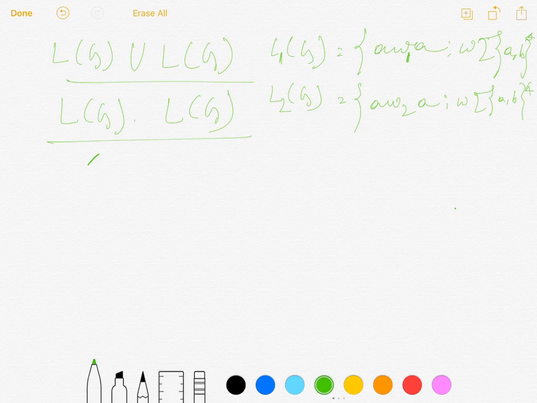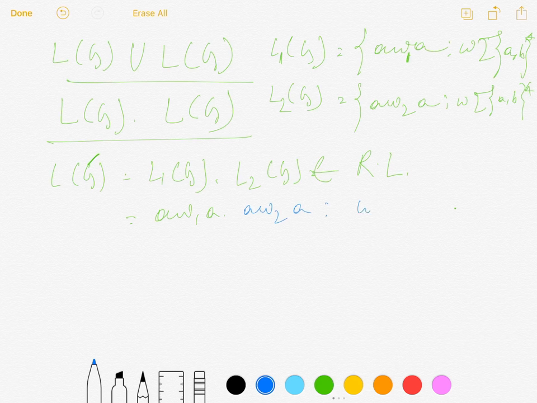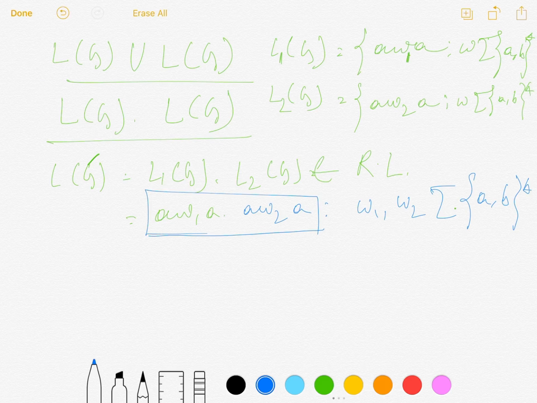Now, as per our concept, the union or concatenation of L1g and L2g also belongs to RL, that is, regular language. That means L1g is A omega 1 A and L2g is A omega 2 A, where omega 1 and omega 2 are part of this language. After concatenation we are getting A omega 1 A A omega 2 A. So if I can construct a DFA for this one, then I can prove that the concatenation of L1g and L2g is also a regular language. Now, let us see this one.